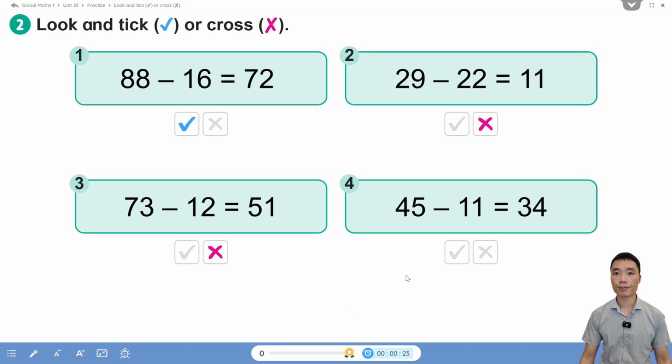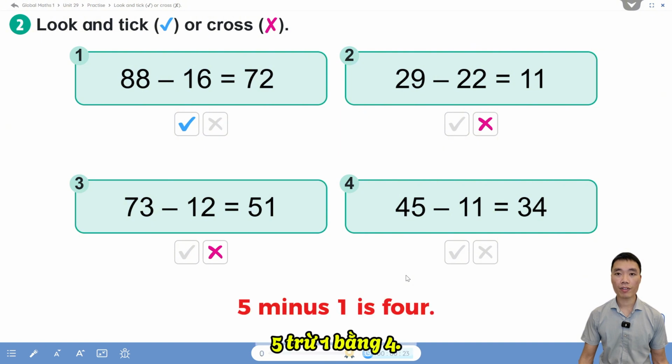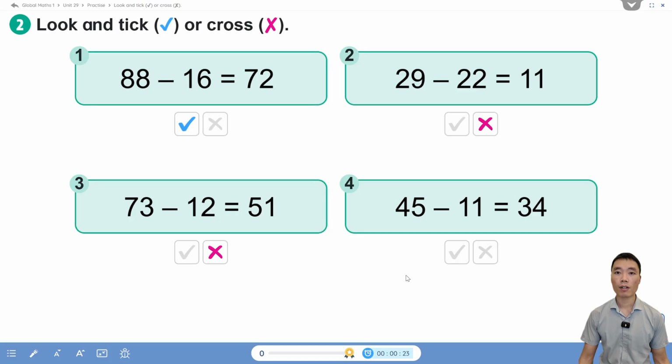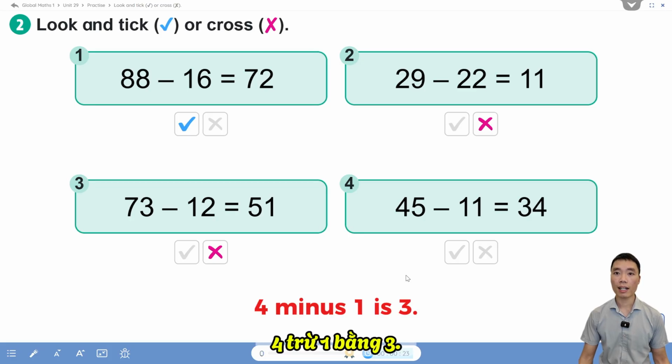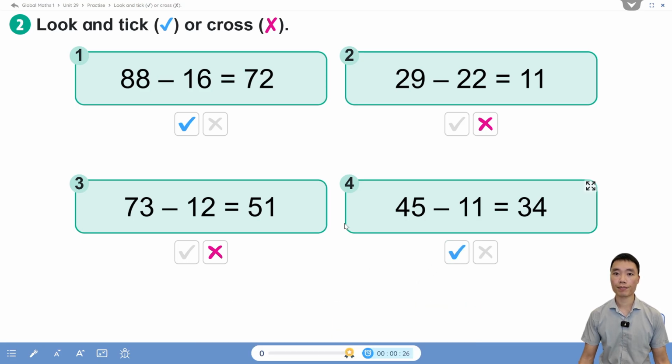Number 4. 45 minus 11 is 34. 5 minus 1 is 4. 4 minus 1 is 3. So the answer is 34. Correct.